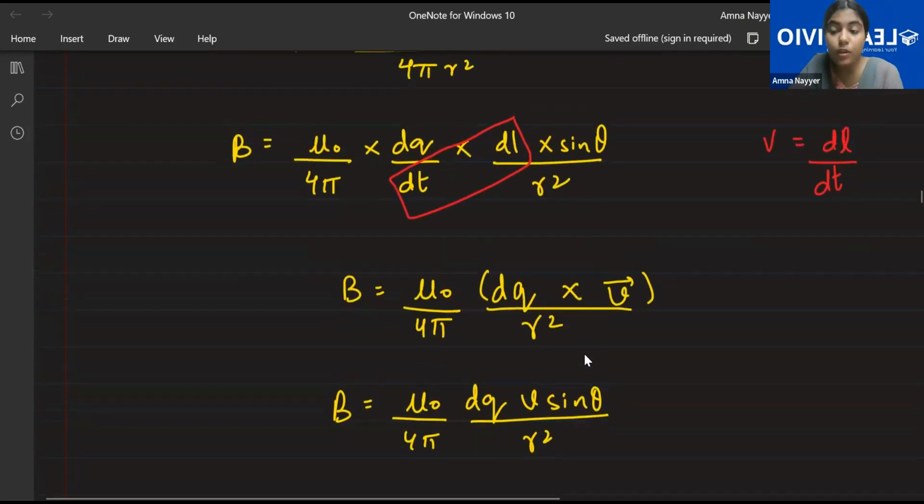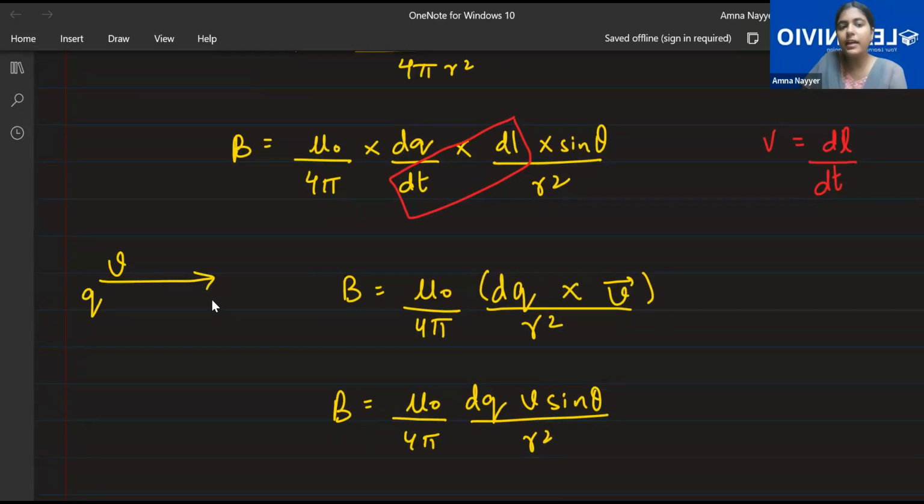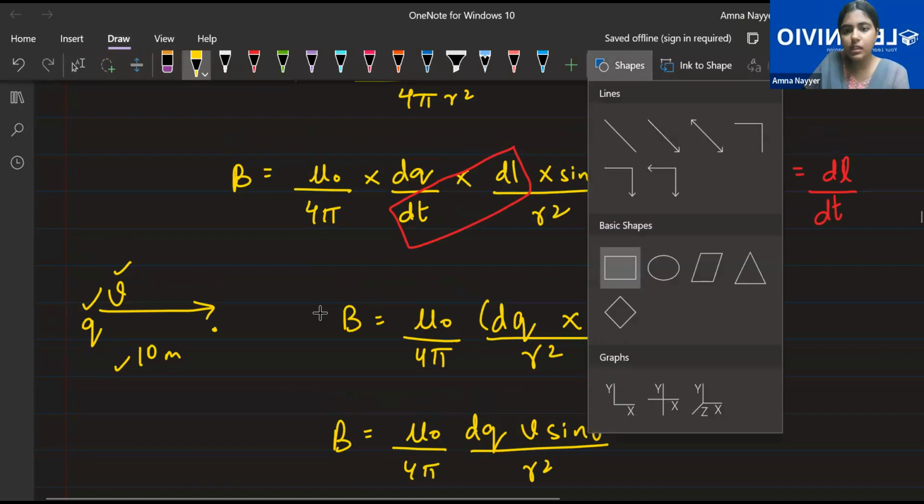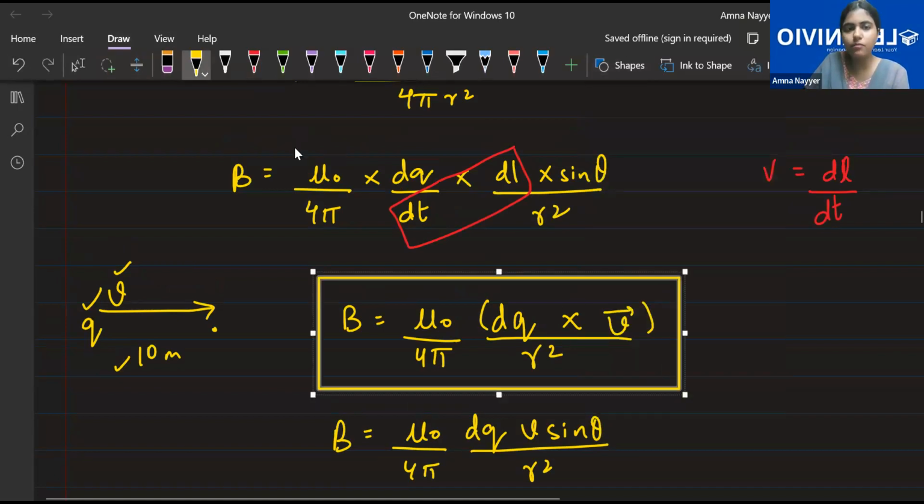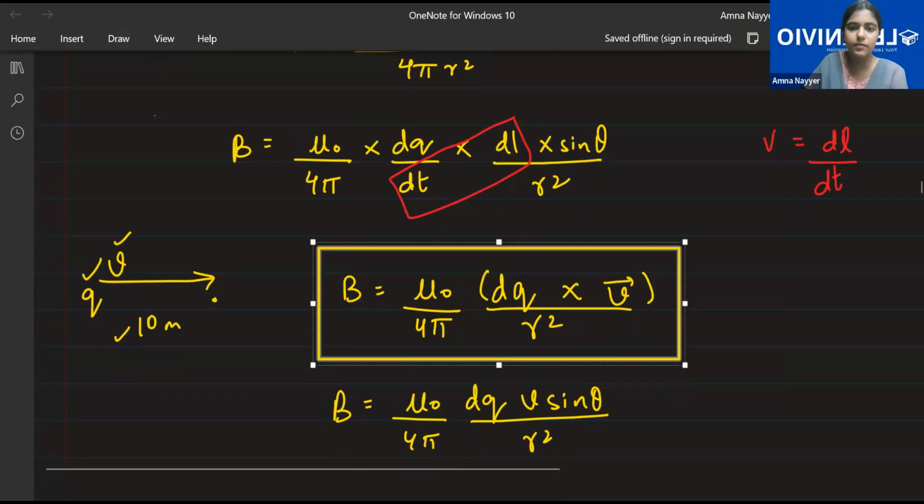This is also a rule. Suppose a question is given: the charge is flowing with a certain velocity v. Calculate the magnetic field at a point 10 meters away from the charge. So you don't have any information about current element, just the position vector is there. Using the charge, velocity, and r, you'll be able to get it because mu naught by 4 pi you already know. So this is also an important formula. In vector form, you'll be able to write it by yourself.